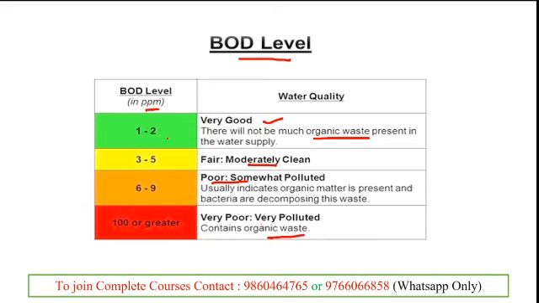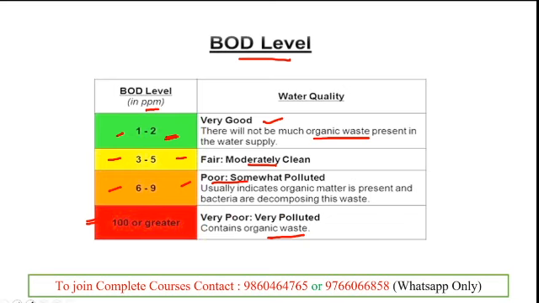So this is indicated in green, yellow, orange, red. The BOD level with green means it's very good, and yellow shows it's moderately clean, and orange means somewhat polluted, and red means very poor, very polluted.